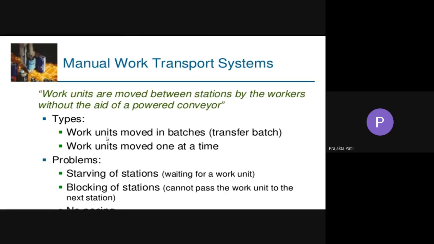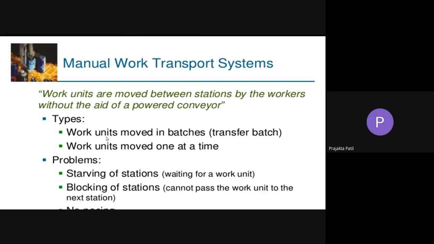The work units here are moved between stations by the workers without the aid of powered conveyors. So we do not have any mechanized, powered conveyors used here. It is purely the worker who moves it from one station to another. The work units are moved either in batches or one at a time. But then we face the problem of starving of stations or blocking, and there is no pacing maintained. We have already understood what starving and blocking are.